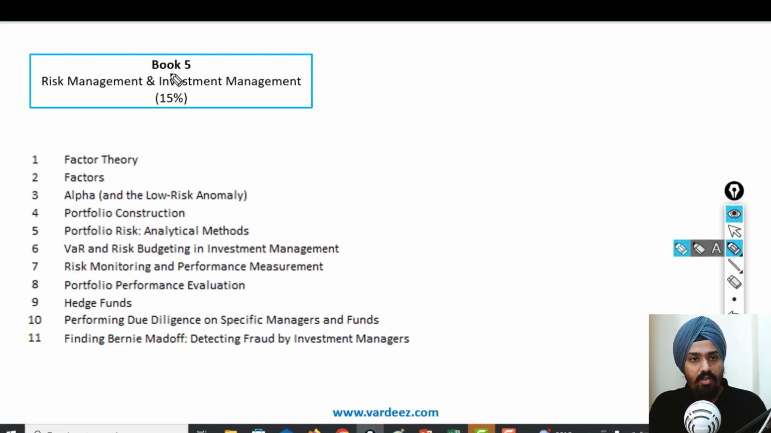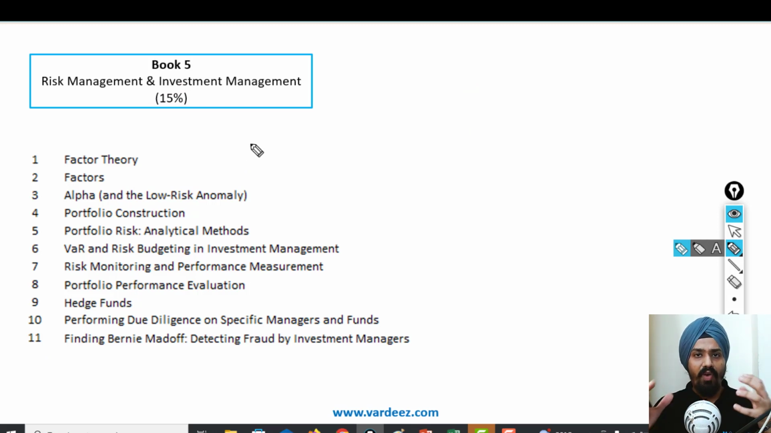Then you should start with book number 5. Now the reason is twofold. You are able to complete 15% of the curriculum, and if you look at liquidity risk management, that is also 15%. The weight is 15%. But look at the number of chapters. Here you have 11 chapters, and there you have 19 chapters, but the weightage is the same. So it does make sense to start with this.